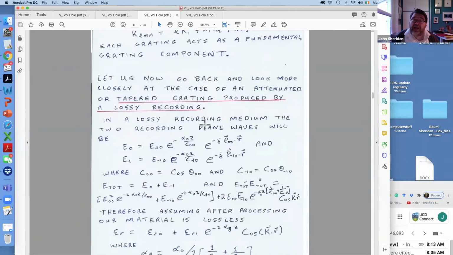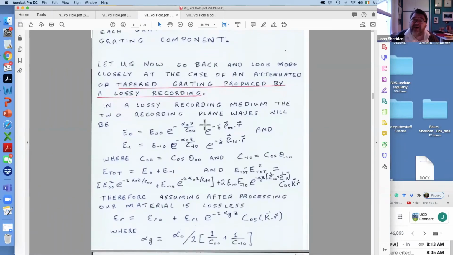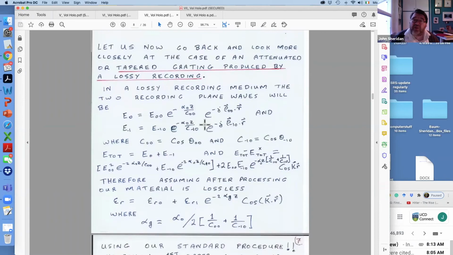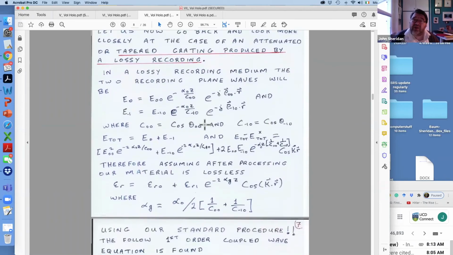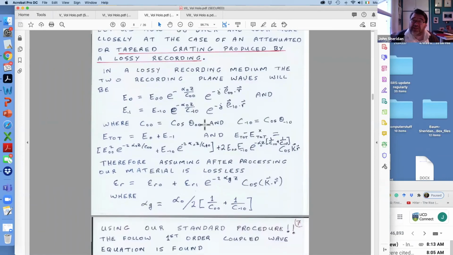Let's now go back and look more closely at the case of an attenuated or tapered grating produced by a lossy recording. In a lossy recording medium, so we've got lossy recording, but we're assuming that when we replay, we're only replaying a phase grating. So we don't have a loss grating, and we've bleached the material, so we have no absorption when we replay.